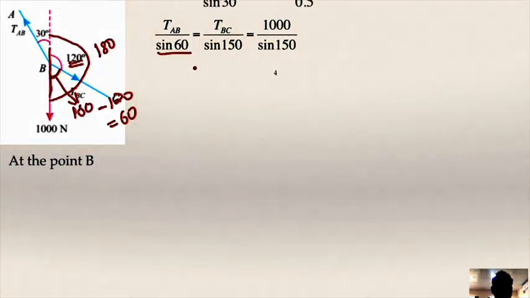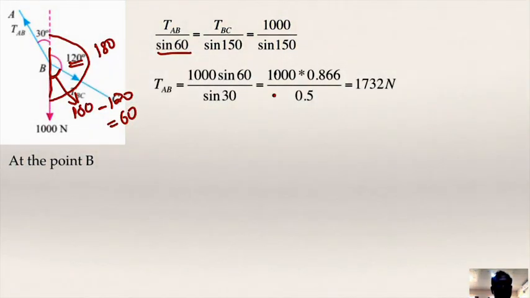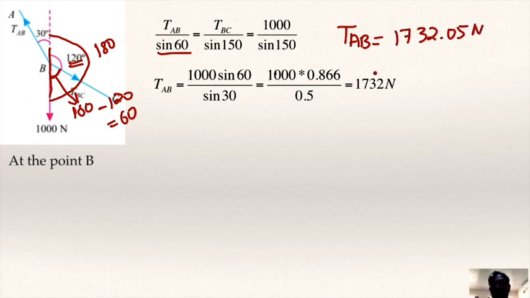After which you have to just go for the calculations, and then you have a value for your TAB, right? If you try to recollect, or if you replay the video, you'll be able to find that when we found it out manually, TAB had the value of 1732.05 Newton, and now we are getting 1732 Newton. Obviously, although these are two different procedures, the answer is one and the same, right?